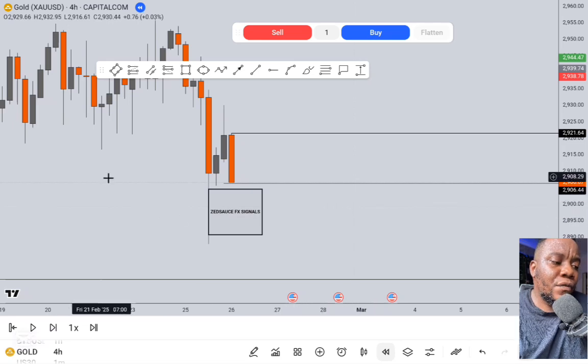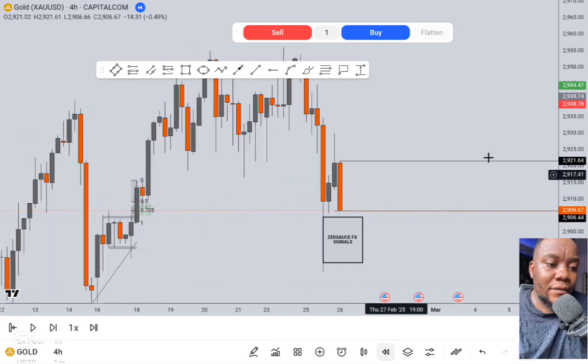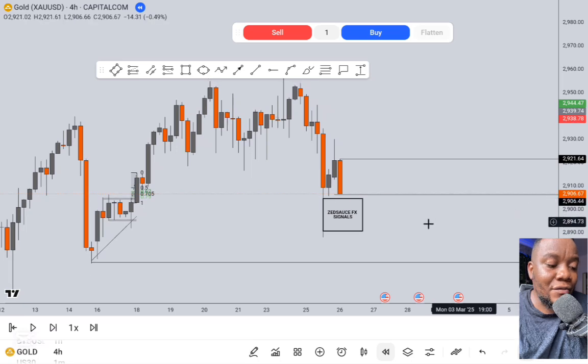So I always look for three things whenever I'm trading, okay? I have to understand the direction, I have to understand the zones, and I have to understand the candlesticks that have been printed for me to take a trade.